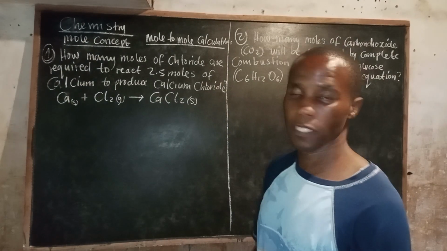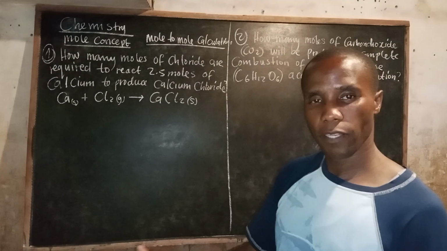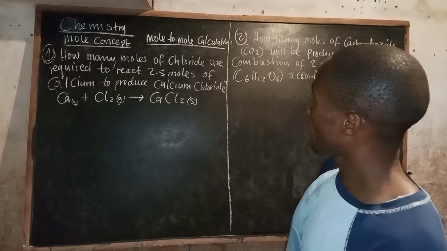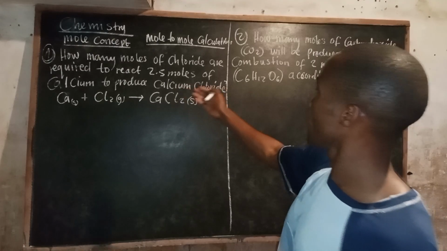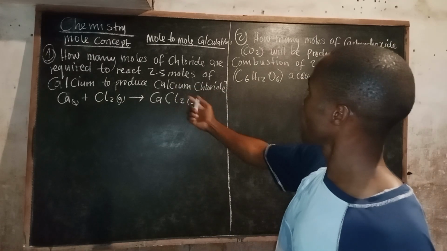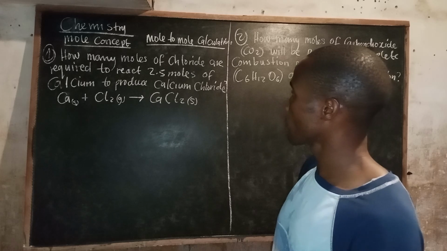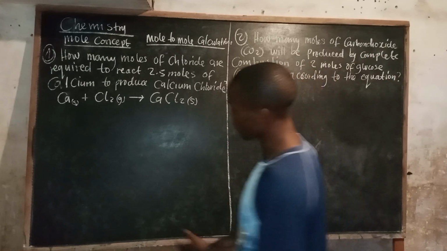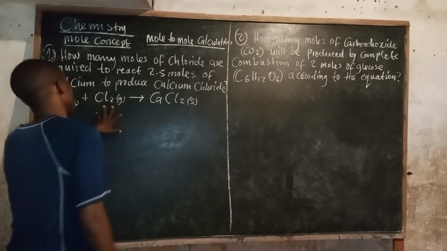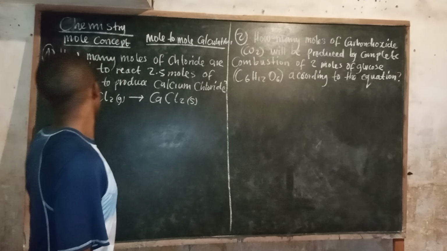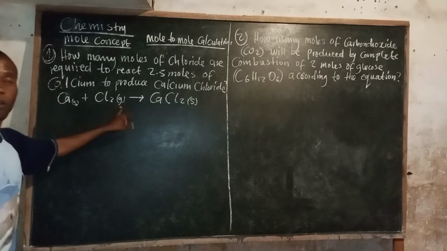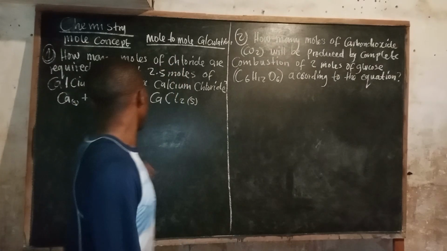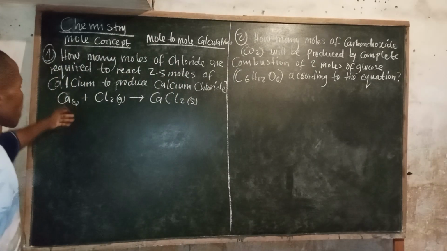And these are some of the questions that I've sampled from different past papers, as you may be aware. The first question says, how many moles of chlorine are required to react 2.5 moles of calcium to produce calcium chloride? Okay, and this is the word equation. So calcium plus chlorine equals calcium chloride. Calcium in a solid state, chlorine gas state, then chloride solid state. That is what these letters you are seeing mean.